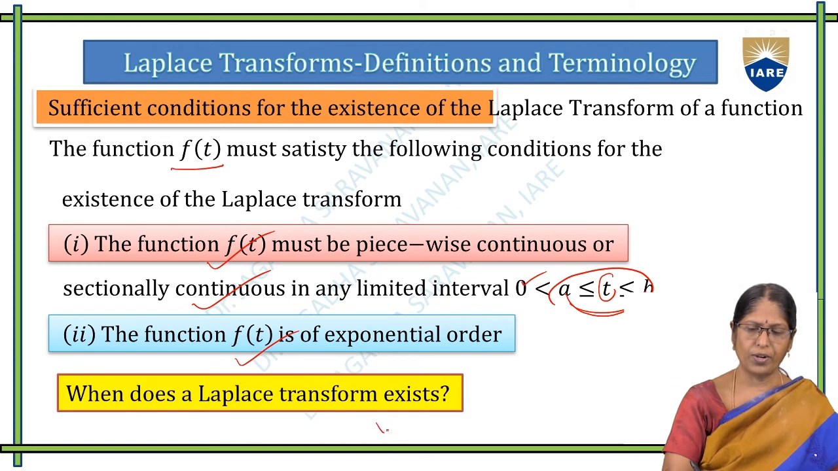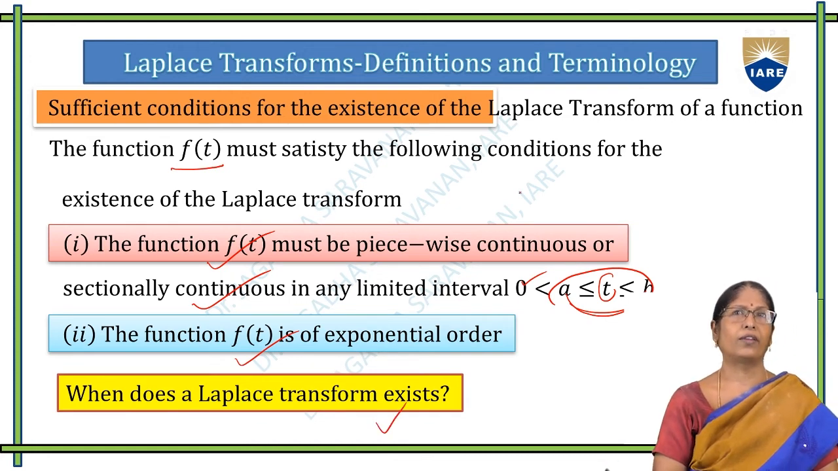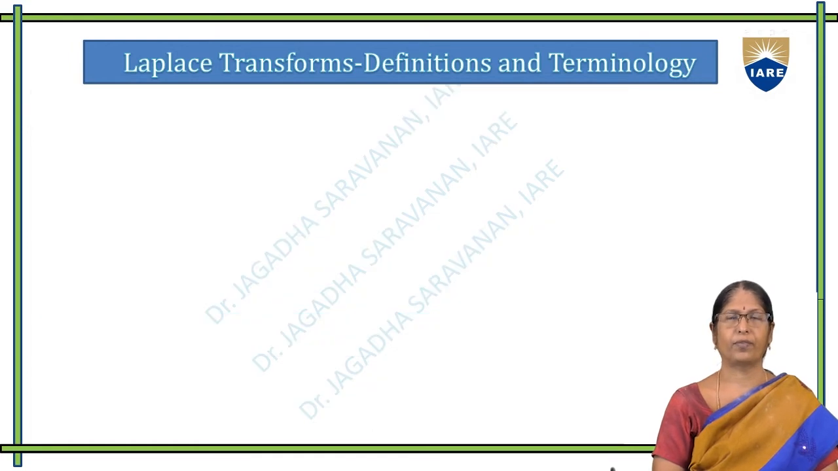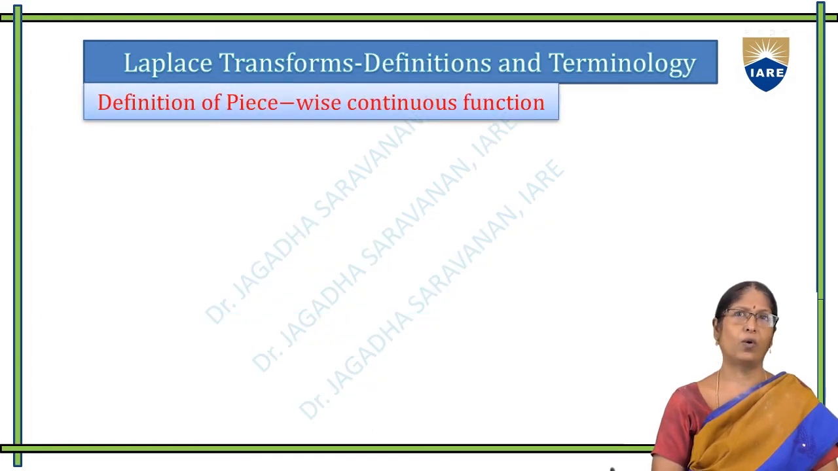So what question can we expect from this slide? When does a Laplace transform exist? We can write that for the Laplace transform to exist, the function should be piecewise continuous and of exponential order. That is the answer to be written. Next, what are the conditions for the existence of the Laplace transform? The first condition is piecewise continuous.